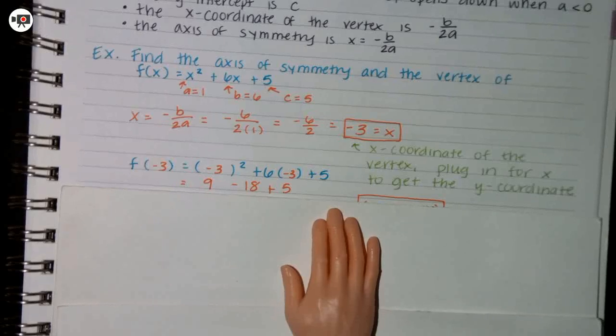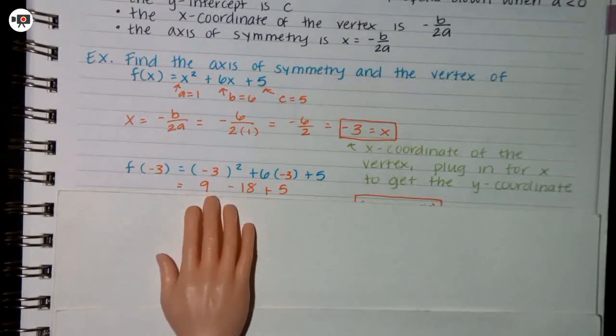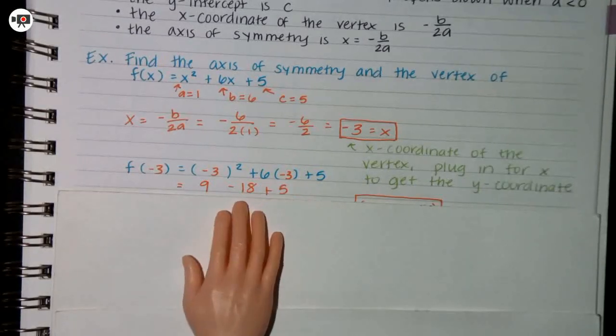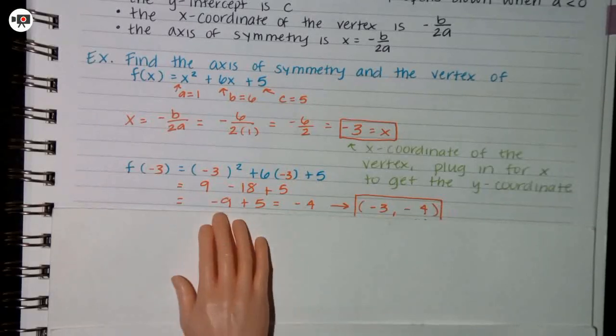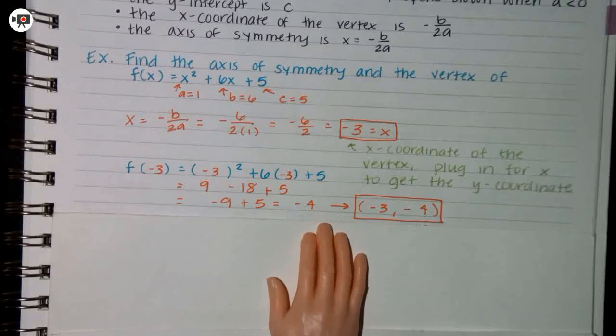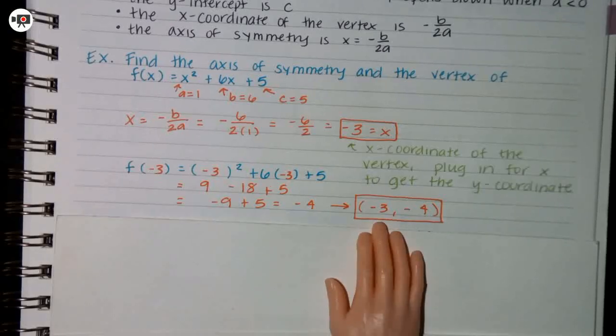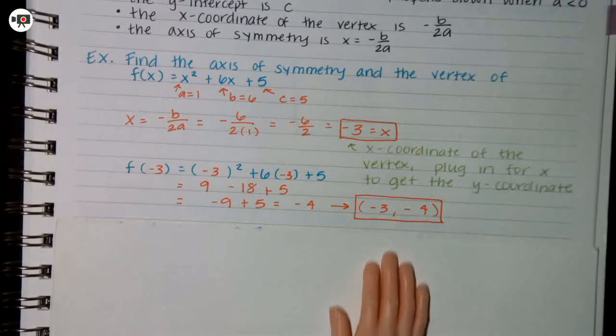So when I plug in negative 3, I get negative 3 squared is 9, 6 times negative 3 is negative 18, and then the plus 5. 9 minus 18 is negative 9, plus 5 is negative 4. So the vertex is the point negative 3, negative 4.